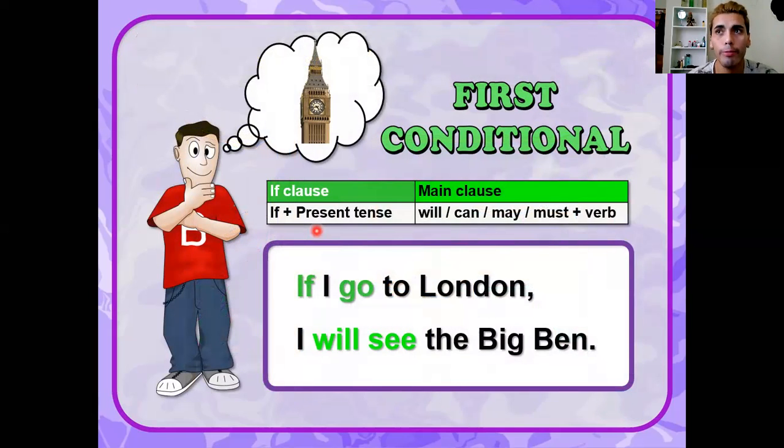Let's talk about our first conditional now. First conditional turns into something a little bit more complicated. It's not that difficult, but it's just a little bit more complicated.